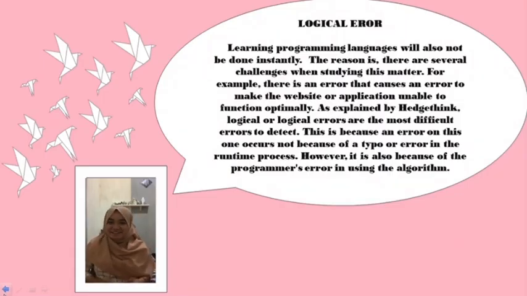And the next, logical error. Learning a programming language will also not be done instantly. The reason is there are several challenges when studying this matter. For example, there is an error that causes the website or application to be unable to function optimally, as explained by editing. Logical errors are the most difficult errors to detect. This is because the error does not occur because of a typo or an error in the runtime process. However, it's also because of the programmer's mistake in using the algorithm.